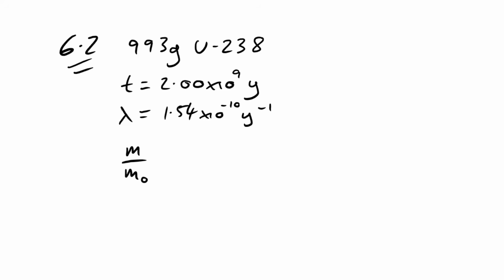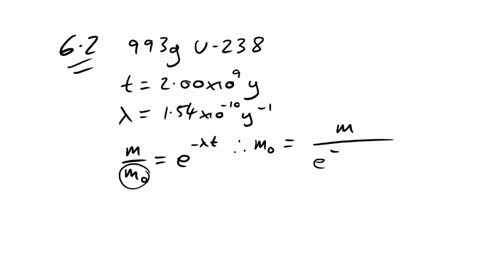So let's crack out our decay equation. We can do this for activity or number of nuclei or mass. That's what we're going to be using here. It's equal to e to the minus lambda t. We're looking for m0. Therefore, m0 is going to be equal to the mass divided by e to the minus lambda t. So that is 993 divided by e to the minus 1.54 times 10 to the minus 10 times 2 times 10 to the 9. I think I can tidy this up. So this ends up being basically just minus 10 and plus 9.